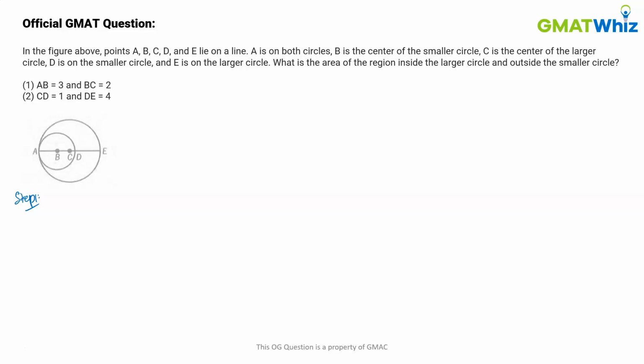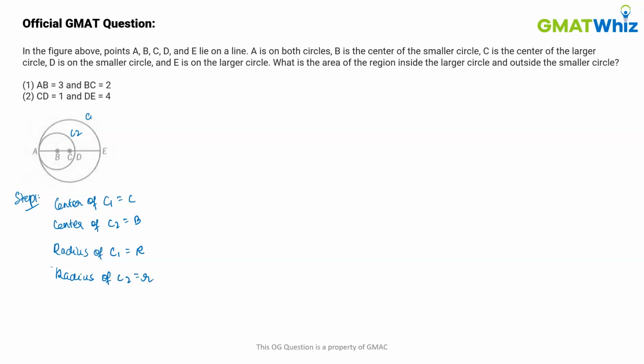So let's denote the bigger circle by C1 and the smaller circle by C2. Then the center of circle C1 is C and the center of circle C2 is B. Also, since no information is given about the radius, let's assume the radius of C1 to be equal to capital R and the radius of C2 to be equal to small r.